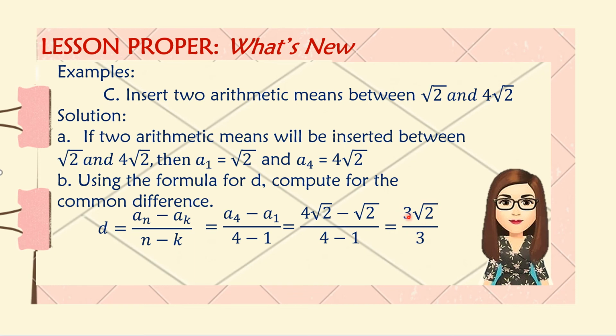So, we can simplify this. Okay? So, 3 divide 3 is 1. So, ibig sabihin, ang common difference natin ay square root of 2. Okay? So, remember, do not forget to simplify your answer. Okay? Or give your answer in the simplest form para mas madali natin makukuha yung sagot. So, ibig sabihin, ang i-add natin sa first term, which is square root of 2, ay square root of 2 din. Okay? So, paano natin gagawin yun? So, first, identify ano yung hinahanap natin. 2 arithmetic means yung i-add natin. So, si a sub 2 at si a sub 3.